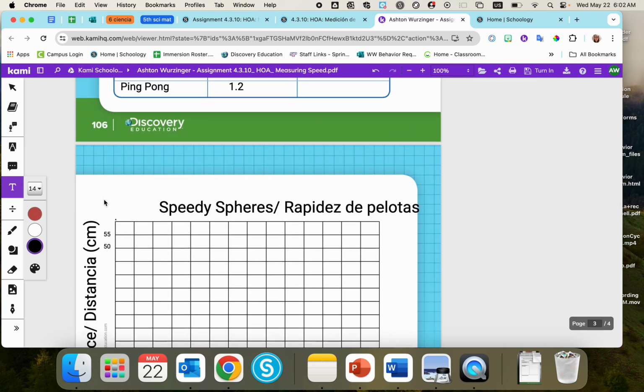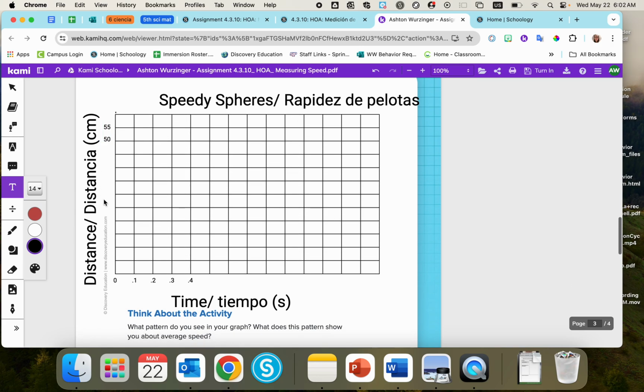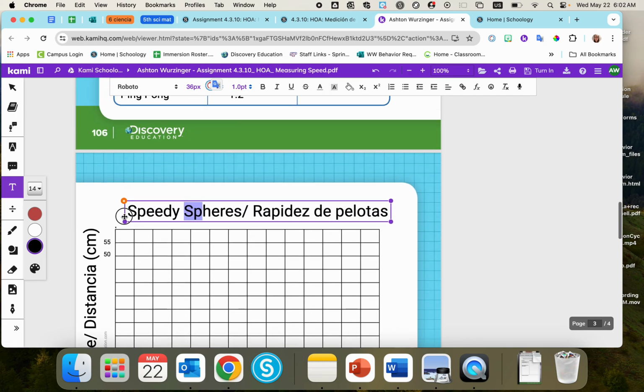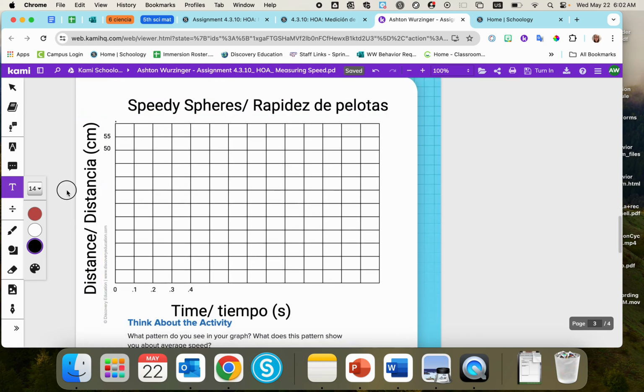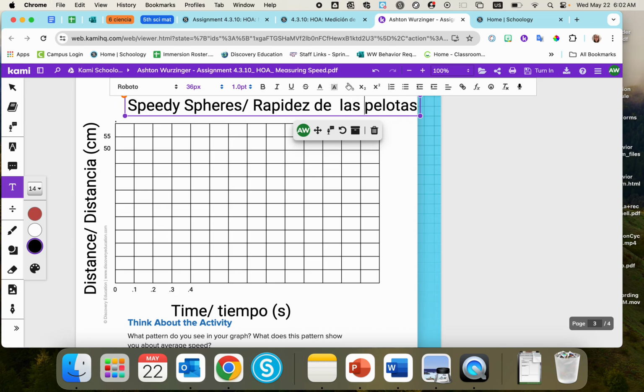We then are on the next page. Depending on which class you are, we had the time to start doing this graph or we don't have anything. So remember, with your graph, you need a title. So in English, we did Speedy Spheres, and in Spanish, it doesn't work quite as well, but you can write Rapidez de las Pelotas. On the side, we have distance in centimeters and time in seconds.